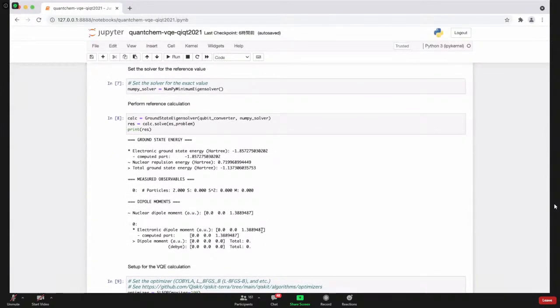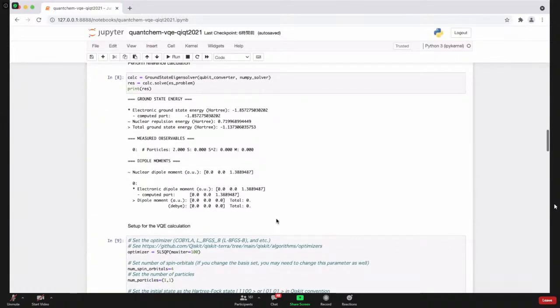Initially, before doing the VQE, we use a NumPy minimum eigensolver to get the exact reference value. So we set the solver here and we calculate the ground state energy and get the results. So this is the energy and spins and dipole moments we get here. And now I'd like to move on to the actual VQE simulation.